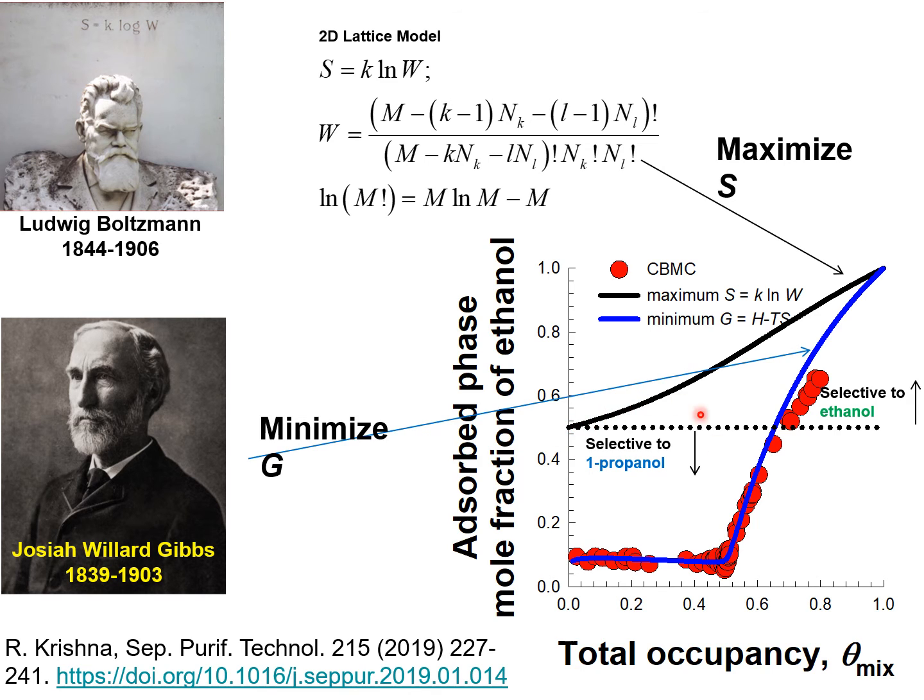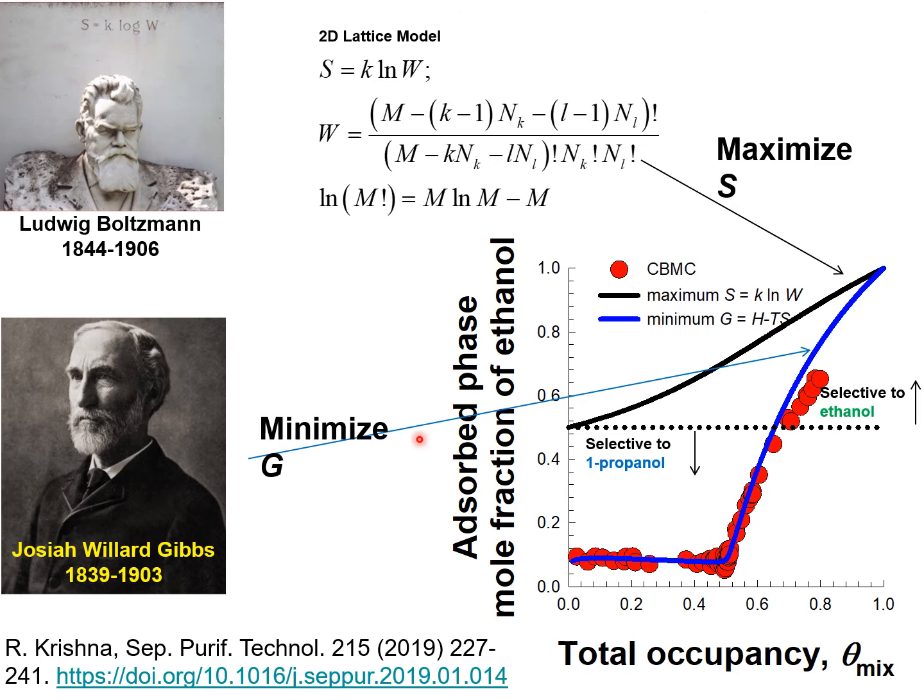Also important to note, at the pore occupancy of unity, the adsorbed phase mole fraction for entropy maximization is unity. In other words, from considerations of entropy alone, maximum entropy is achieved by filling the checkerboard with the smaller ethanol molecules.